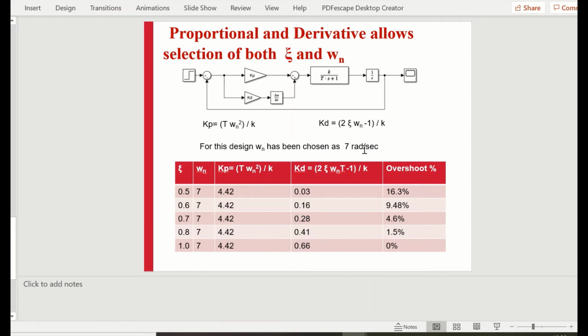So put 0.6 into this equation, get 0.16, 0.7 into this equation, get 0.28, 0.8 into this equation, and I get 0.41, put 1 into this equation, and I get 0.66. So this is my table of gains now for Kp and Kd to achieve different damping ratios, but the same natural frequency in the performance of this system here.